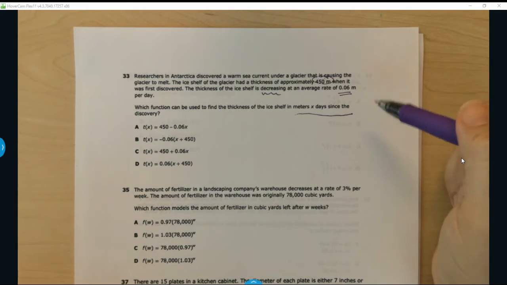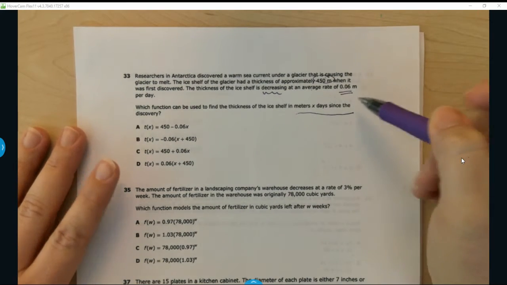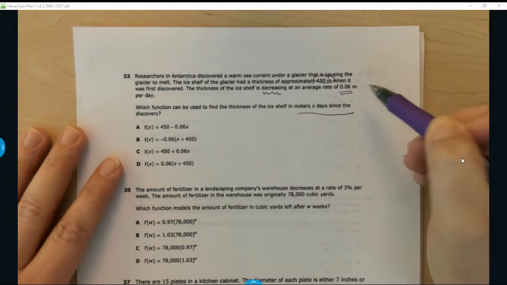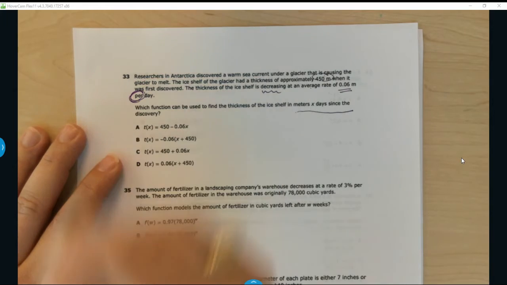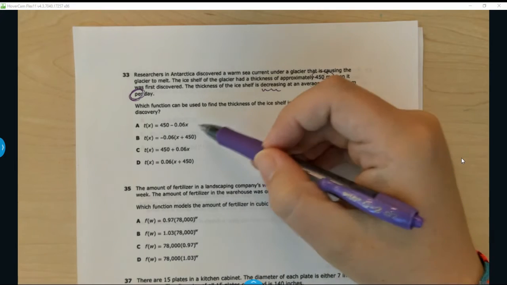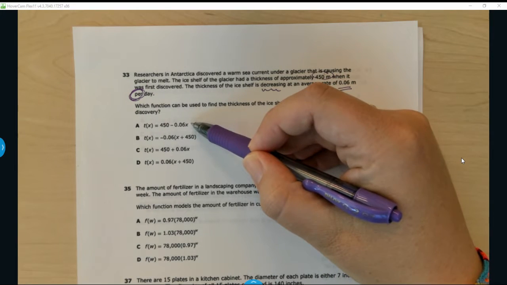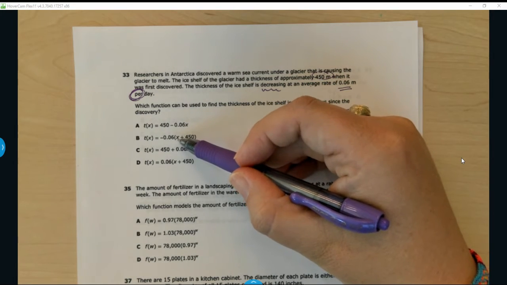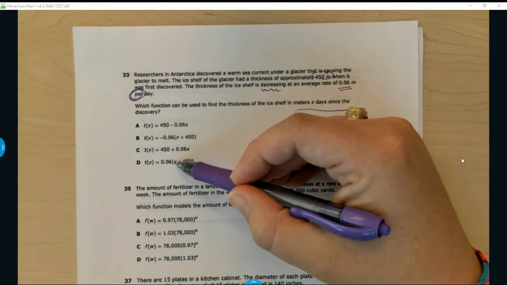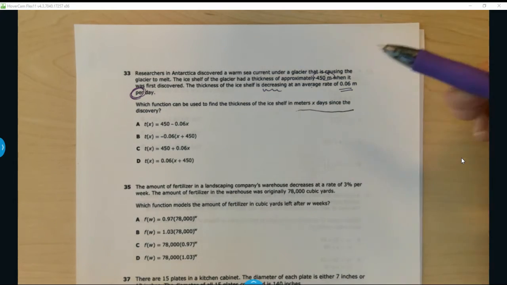That's a subtraction. And it says an average rate of 0.06 meters per day. Well, this word per right here means that you're multiplying. So what you're going to do is you're going to look through and you're going to say, okay, I'm looking for when I'm multiplying 0.06 times x. Well, here's an option. Okay, well that doesn't help us. So let's go through again.